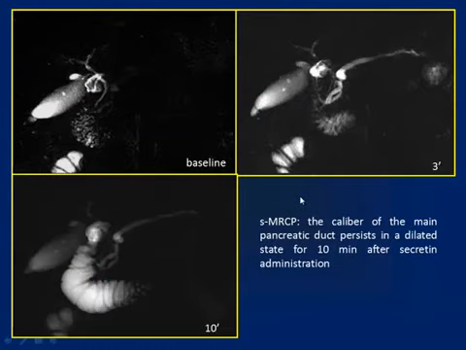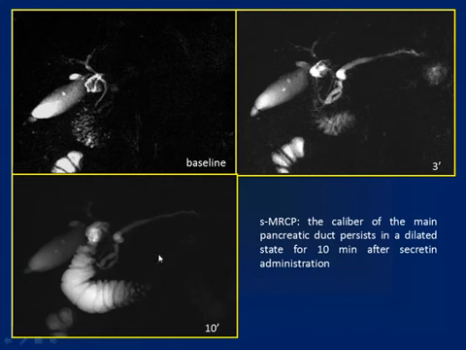Just an example, this is a patient in which we have a baseline study before secretin in which we see some degree of dilation of the main pancreatic duct, but this becomes obvious following secretin administration. We see the dilation of the main pancreatic duct. We detect also a dilation of the Santorini duct.